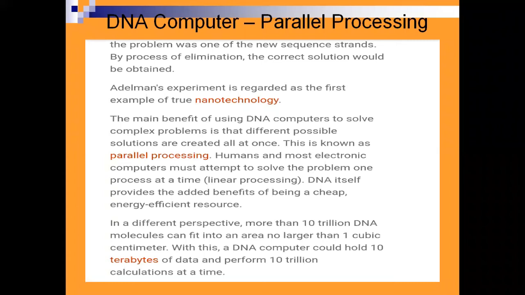The main benefit of using DNA computers to solve complex problems is that different possible solutions are created all at once. Simultaneously, several different possibilities can be created for a single problem. This is known as parallel processing. What is this parallel processing? You have a problem in front of you. For that problem, how many ways can you solve it? The different ways of solving the problem.